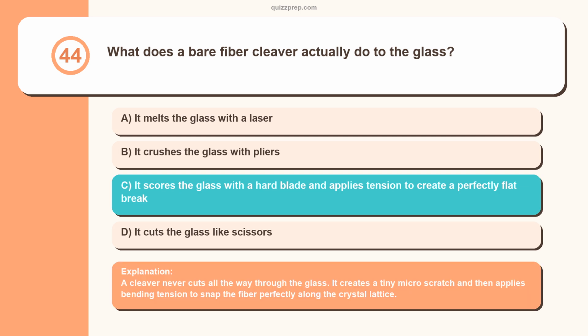A cleaver never cuts all the way through the glass. It creates a tiny micro scratch and then applies bending tension to snap the fiber perfectly along the crystal lattice.